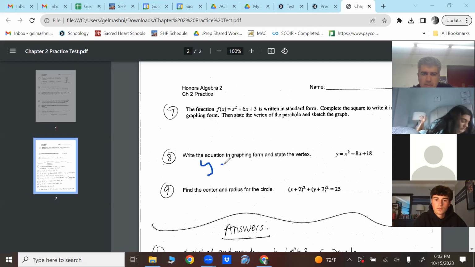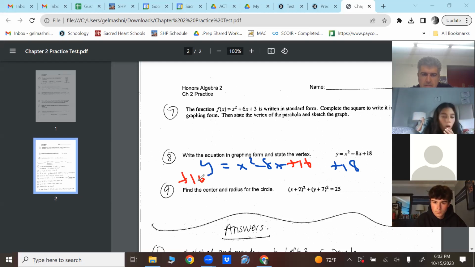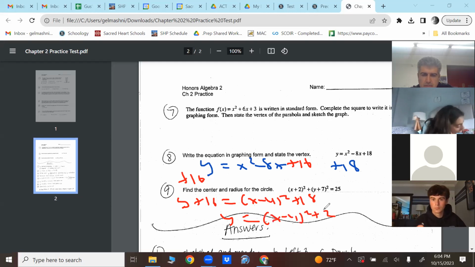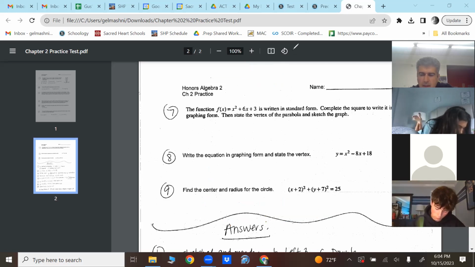so you have y equals x squared negative 8x, push that plus 18 off to the side, take half the negative 8 and square, you get 16. Subtract 16. So 4 comma 2. Yeah, and then you could graph it afterwards. So, okay. So that kind of just gives you an overview of what the test will look like.